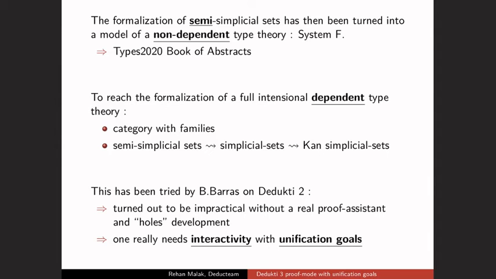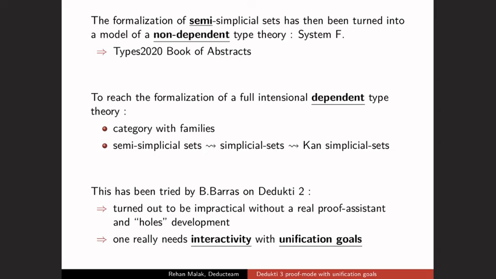And this has been turned into a model of a non-dependent type theory, System F. This work is exposed in the Book of Abstracts of the TYPES Conference of this year. But this is not sufficient. To reach the formalization of a model of a full intensional dependent type theory, validating the univalence property, we need to formalize the notion of category with families and extend the category of semi-simplicial sets to the one of simplicial sets with the degeneracy maps and also the simplicial sets with the Kan condition.